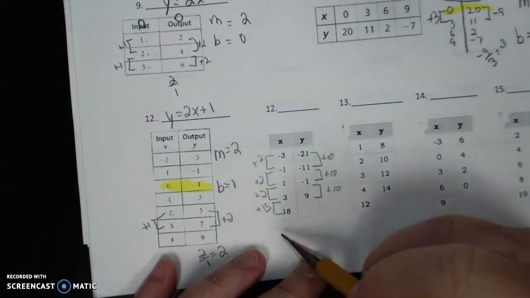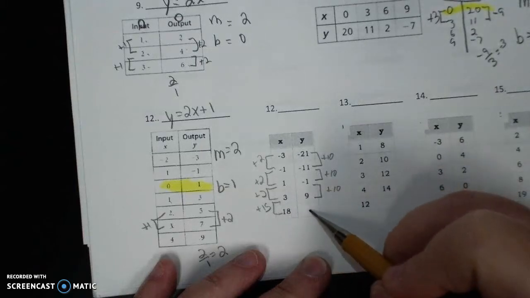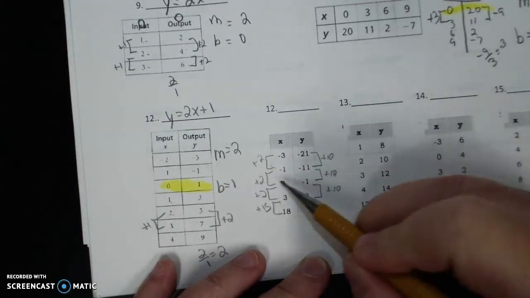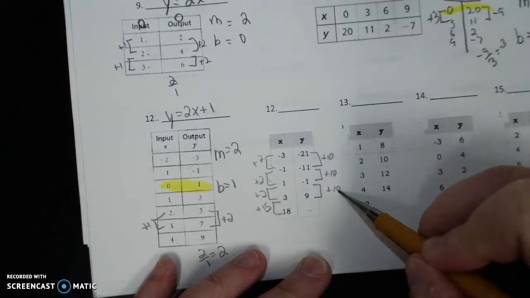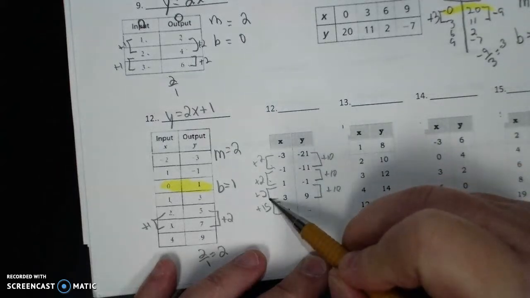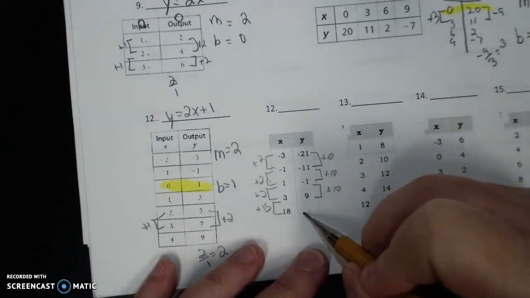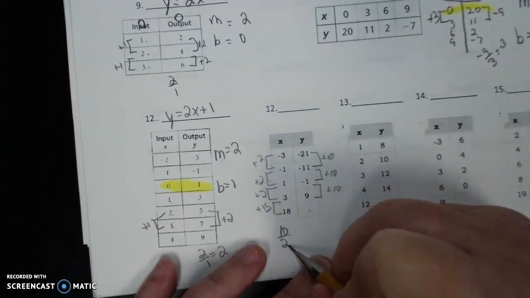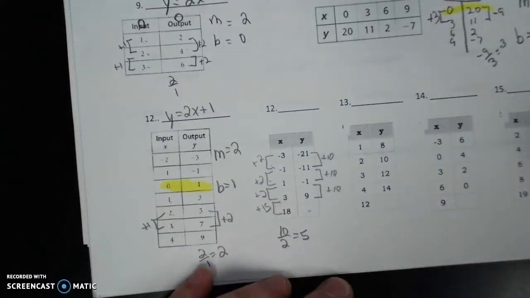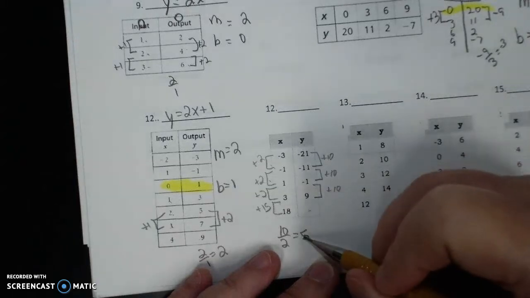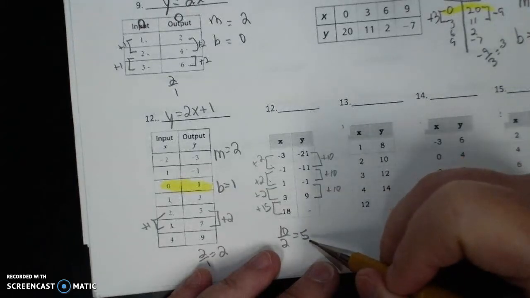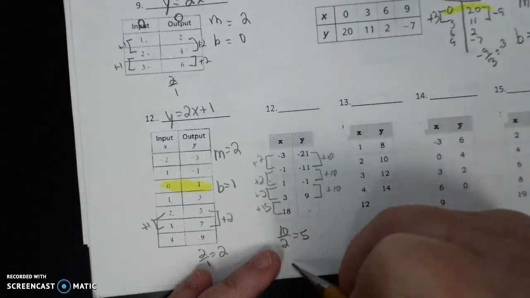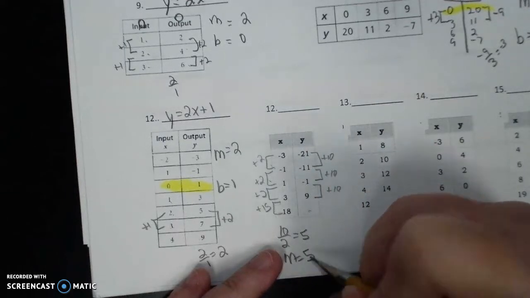Okay, so you can't just add 10, because every time you add 10 to y, you add 2 to x. So 10 over 2 is 5. So my slope is 5, m equals 5.